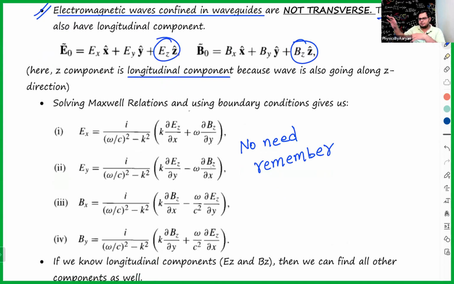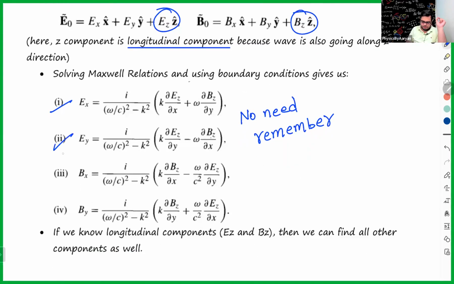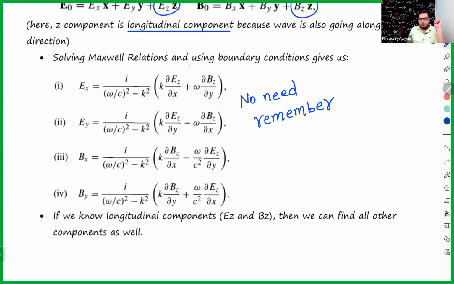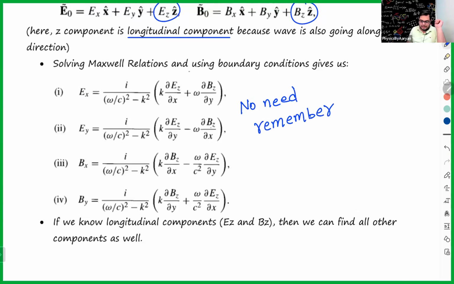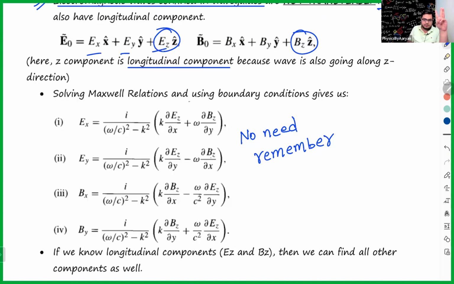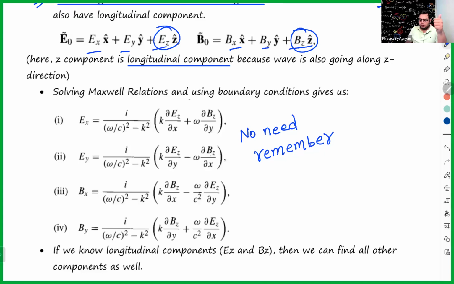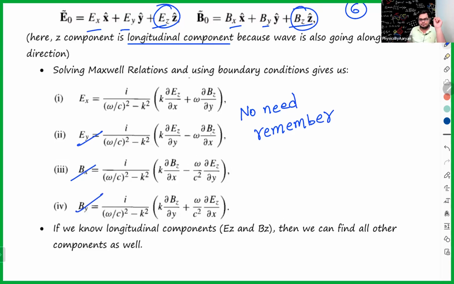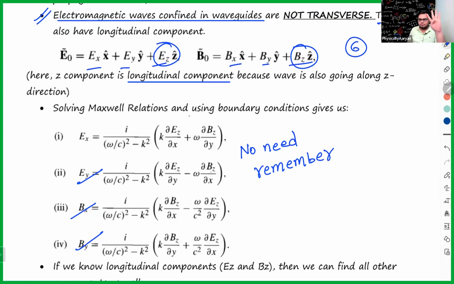So let's say someone else solved the Maxwell equation, someone else used the boundary conditions, and they found these 4 things. When they did the calculation, they came out with these 4 things. Let's carefully look at these 4 equations. The first equation is a formula to find Ex, because electric and magnetic fields have 6 things: Ex, Ey, Ez, Bx, By, Bz. So basically we need to find 6 things. The first formula is to find Ex, the second formula is to find Ey, the third formula is to find Bx, and the fourth formula is to find By. We can find 4 things from these 4 formulas.